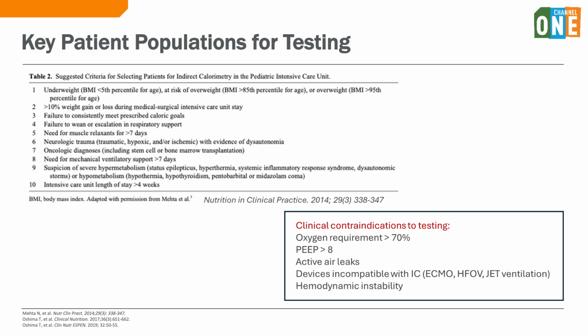Given limited resources to be able to test all patients in an ICU, it is important to screen and identify high-risk patients that would benefit from indirect calorimetry testing. This includes patients with unexpected weight loss or failure to gain weight during their admission, patients unable to wean from respiratory support, and patients with conditions associated with known hypermetabolism. A comprehensive list is included in the most recent published consensus guidelines on pediatric nutrition therapy, as shown here in this table. Patients identified should meet certain clinical criteria for accurate testing, with contraindications highlighted in the box below.